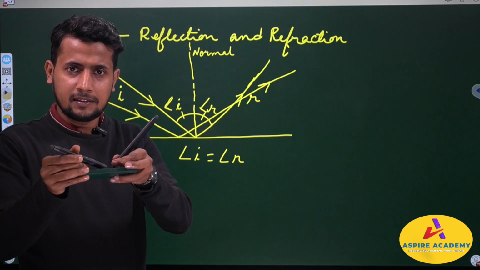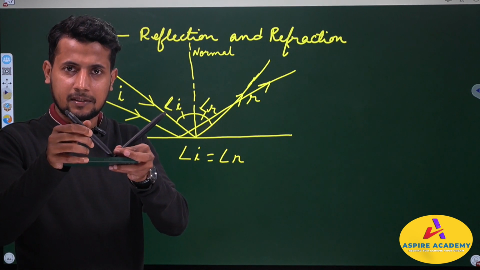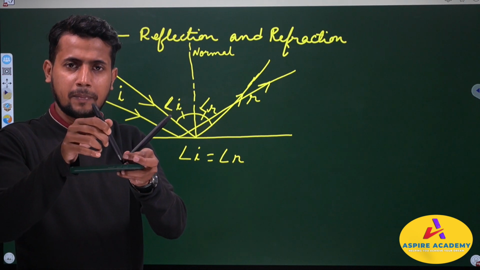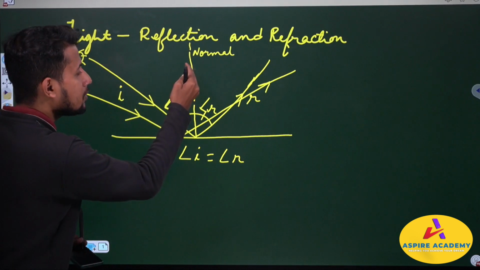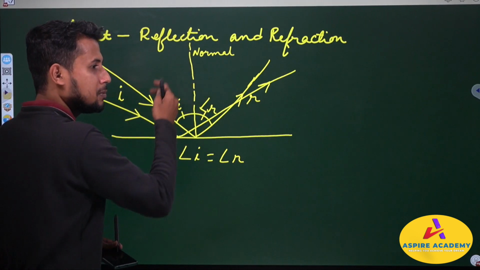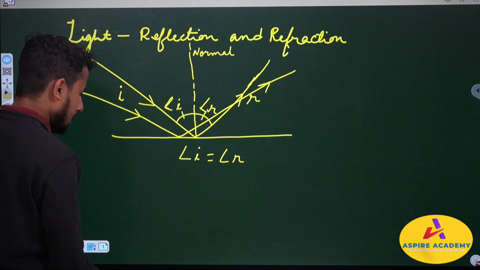If I bend it like this, the reflected ray will also bend like this. If I bend it like this, the reflected ray also will bend like this. That means the more I bring the incident ray closer to the normal, the more the reflected ray will also come closer to the normal.